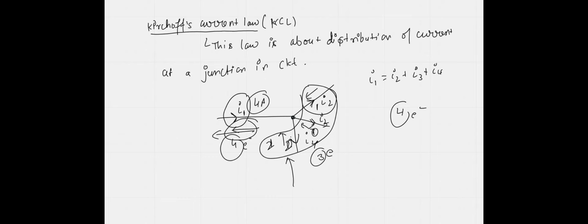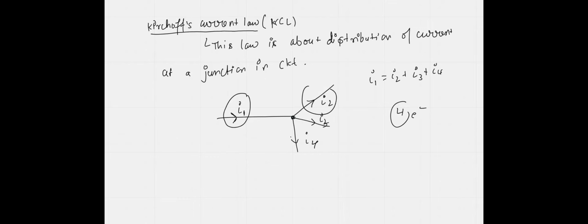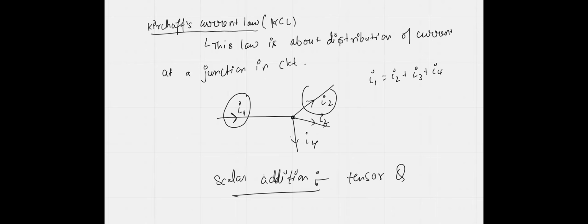So due to the conservation of charge, the current is going to be distributed into multiple directions. Even though it depends upon the direction, its summation is a scalar summation, right? Scalar addition. Current goes with scalar addition. Is that clear? Yes, sir.